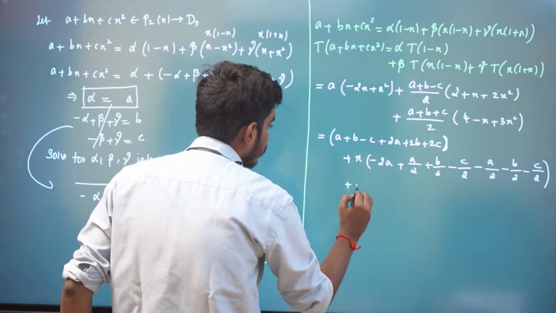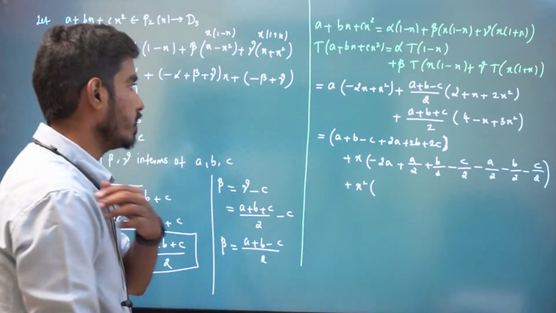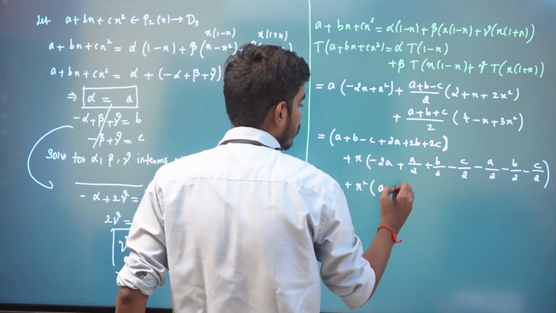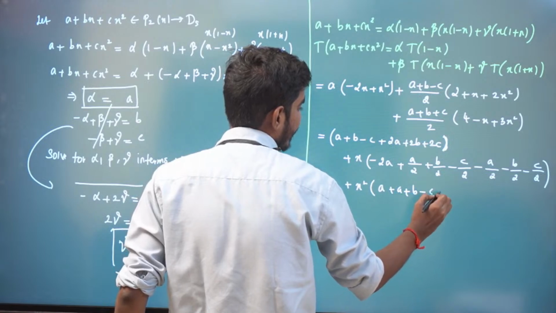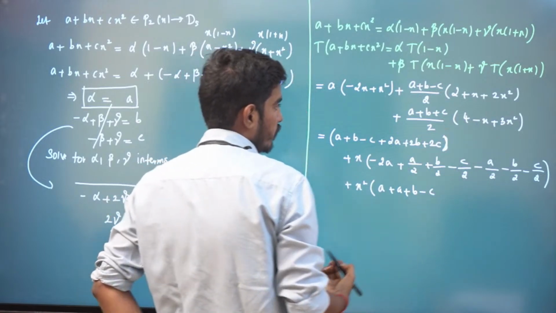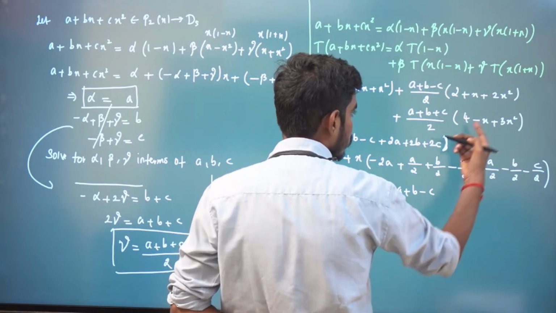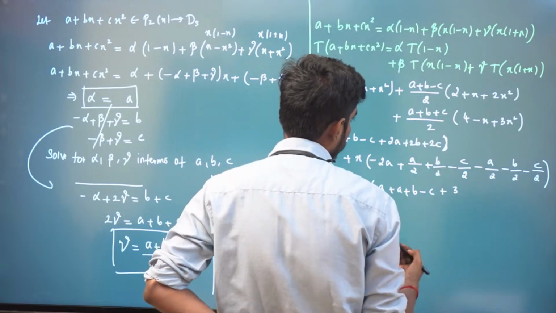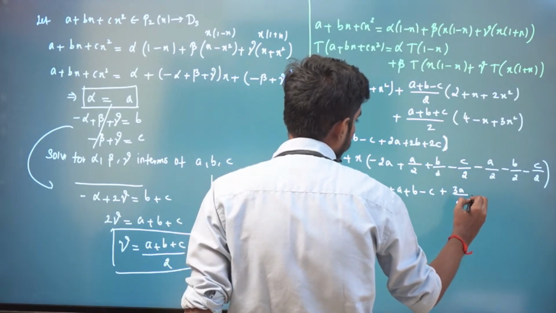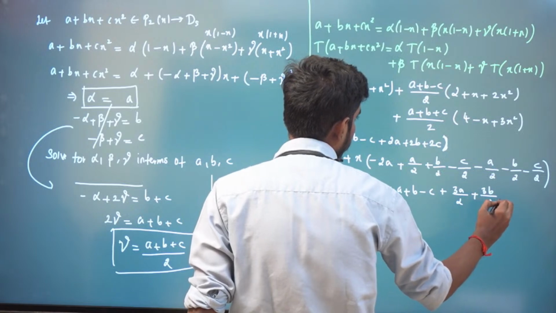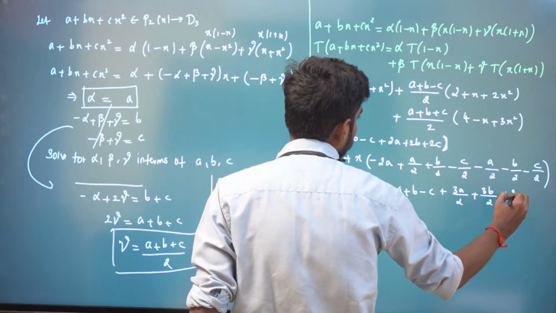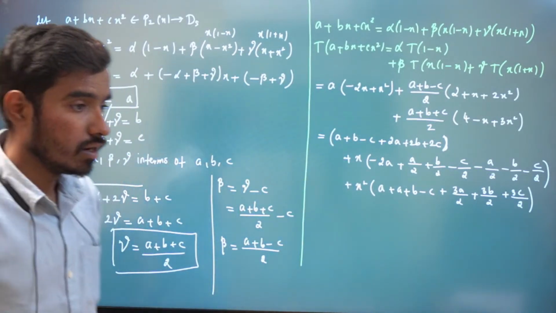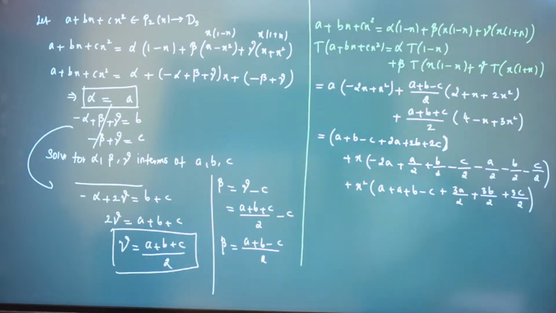You collect all the x square terms. Here you will have a. Here you will have what? 2 will get cancelled. So a plus b minus c. Here the x square term is 3 by 2 of, so that means 3a by 2 plus 3b by 2 plus 3c by 2. Yes or no? I'm just collecting all the x square terms.